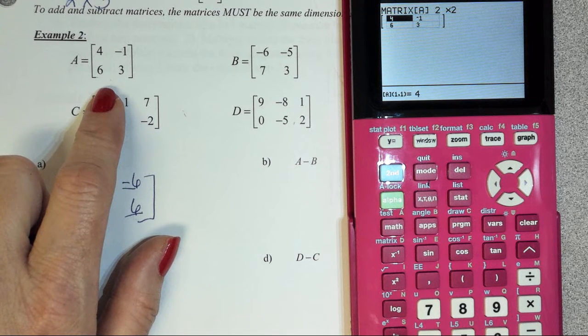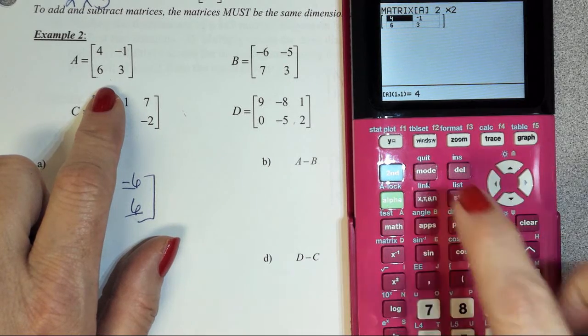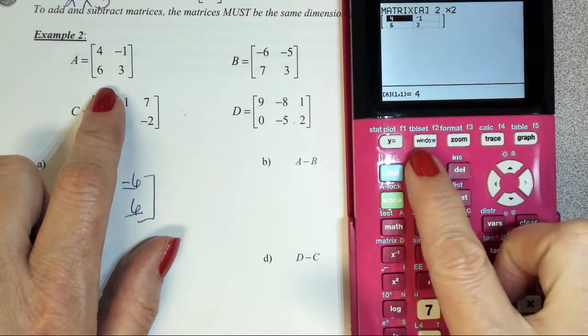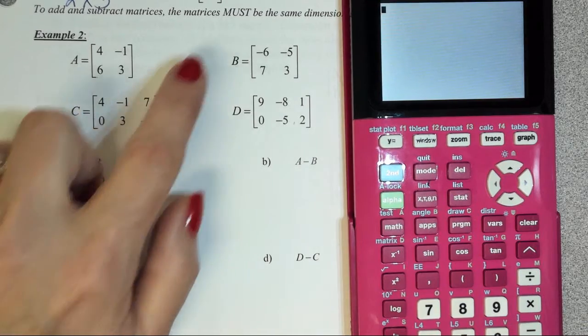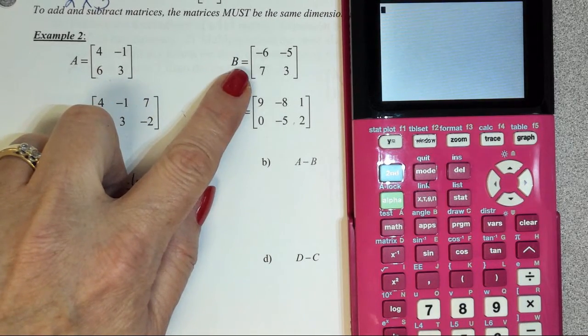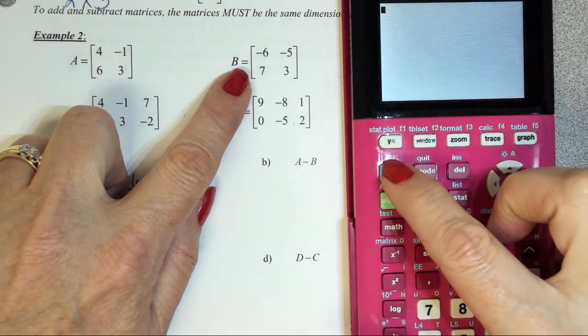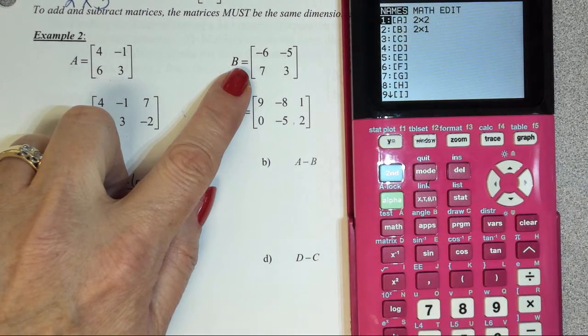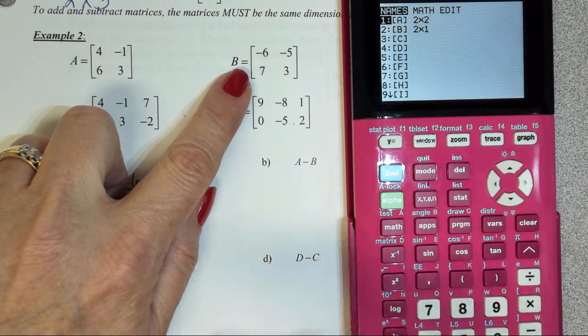Once you've finished putting in the matrix, you need to go back to the home screen because you want to get out of the matrix menu. So you do second mode to quit. Now we want to put in matrix B. So we're going to have to go back and we're going to do second x to the negative 1. And we're going to go over and edit.